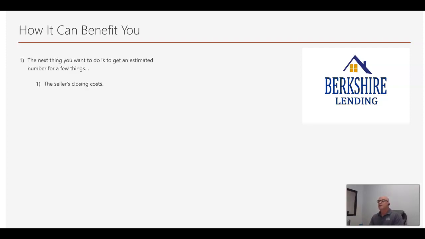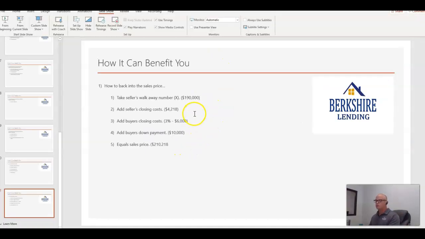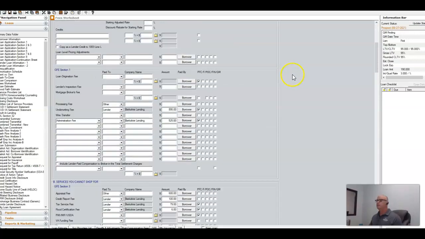The next thing you need to do is go through and put numbers next to certain items like the seller's closing costs, the buyer's closing costs, and the down payment, which we already know. So let's go through here, and then I'll show you how I arrived at these numbers. Let me bring up a fee worksheet example in our loan origination software. You've got a loan amount of 190 because the sales price is 200 minus the $10,000 down payment.